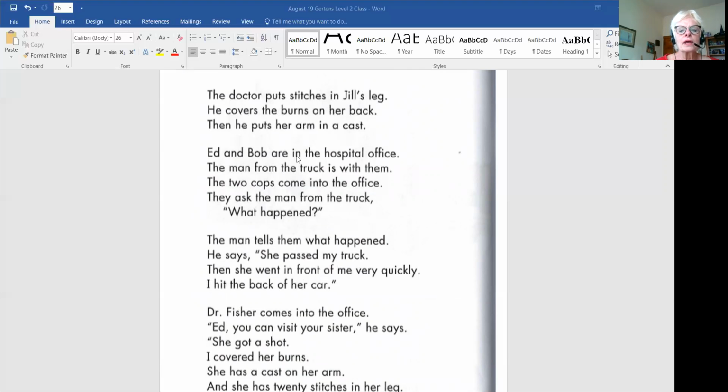Ed and Bob are in the hospital office. The man from the truck is with them. The two cops come into the office. They ask the man from the truck what happened. The man tells them what happened. He says, "She passed my truck. Then she went in front of me very quickly. I hit the back of her car."